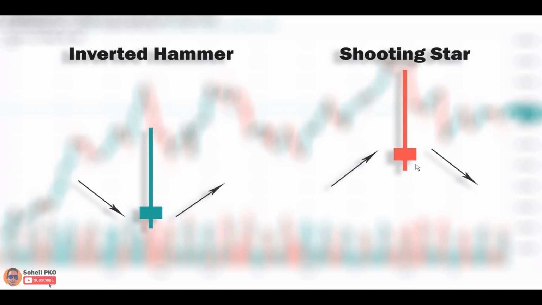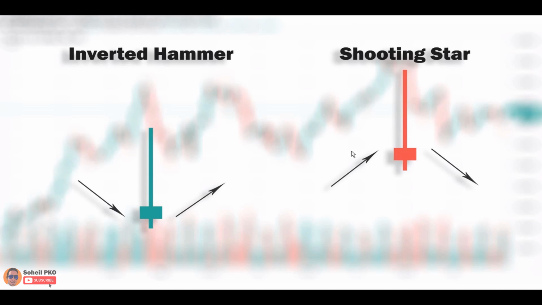Also, if the open and close are equal, it becomes an inverted cross doji, which gives more strength to this pattern. And if there is no lower shadow, in the case of an inverted cross, it becomes a gravestone doji, which is the strongest form of this pattern. This candle generally shows selling pressure, but the interpretation of being bullish or bearish depends on where it's positioned.